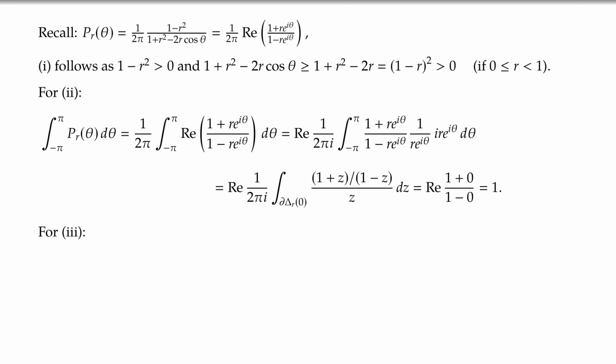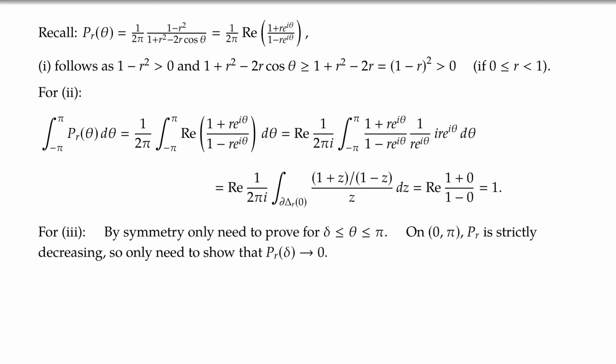Okay, so for 3, you basically do what I said before. We only need to prove it for the positive interval, so from delta to pi, and on 0 to pi, p sub r is strictly decreasing, and it just follows from the formula.